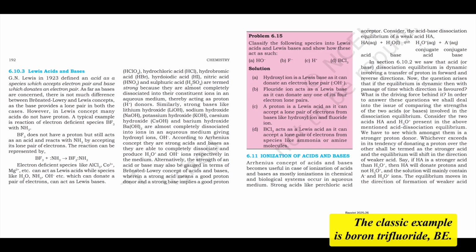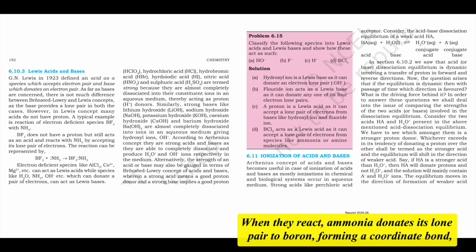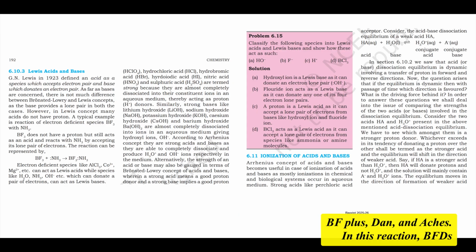A classic example is boron trifluoride, BF₃. Boron in BF₃ only has 6 electrons in its valence shell, so it has an empty orbital and can accept a pair of electrons. Ammonia has a lone pair on the nitrogen atom. When they react, ammonia donates its lone pair to boron, forming a coordinate bond. BF₃ + NH₃ → F₃B←NH₃. In this reaction, BF₃ acts as the Lewis acid, electron pair acceptor, and NH₃ acts as the Lewis base, electron pair donor.